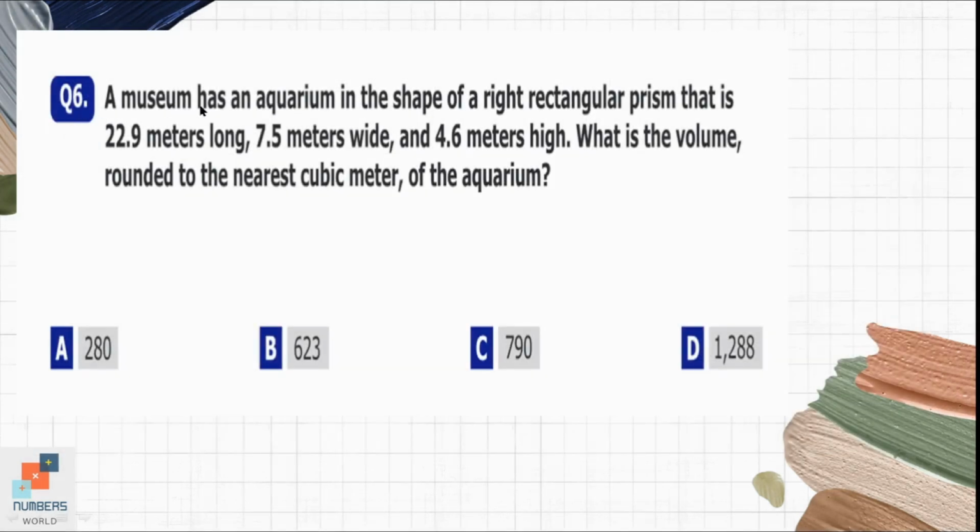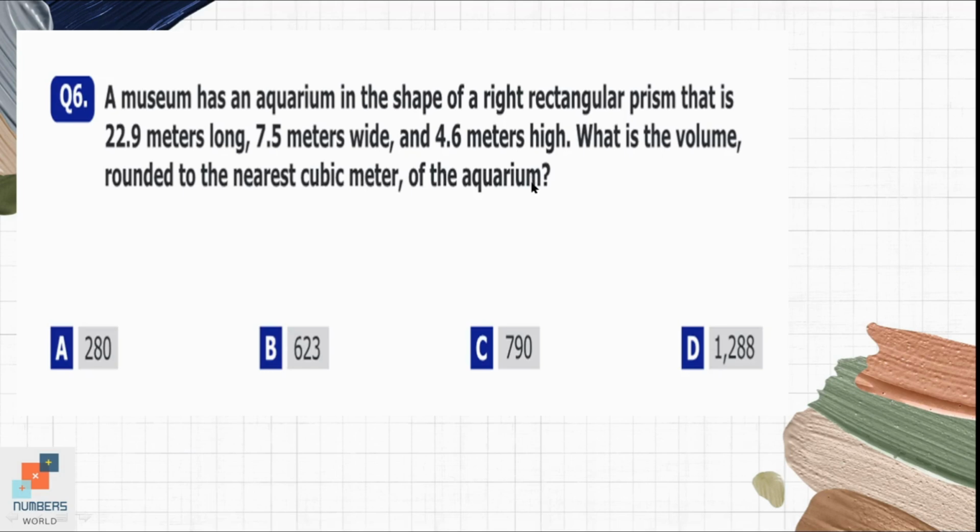Question number 6. A museum has an aquarium in the shape of a right rectangular prism that is 22.9 meters long, 7.5 meters wide, and 4.6 meters high. What is the volume rounded to the nearest cubic meter of the aquarium?